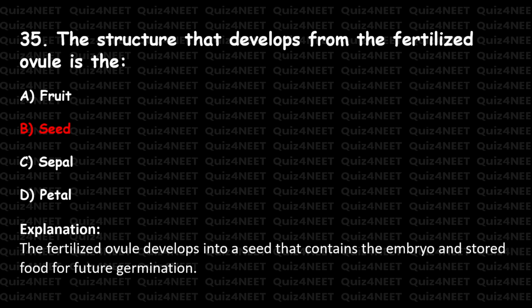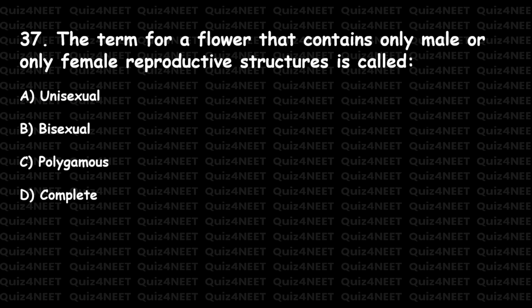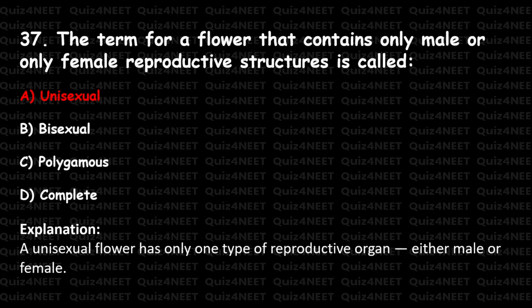future germination. 36. The fruit develops from the A. Ovule, B. Ovary, C. Anther, D. Sepals. Ovary. The ovary develops into the fruit after fertilization, enclosing the seeds. The term for a flower that contains only male or only female reproductive structures is called A. Unisexual, B. Bisexual, C. Polygamous, D. Complete. A. Unisexual. Explanation: a unisexual flower has only one type of reproductive organ, either male or female.